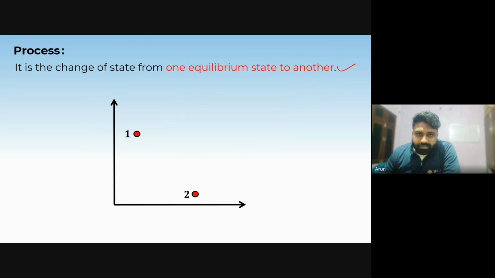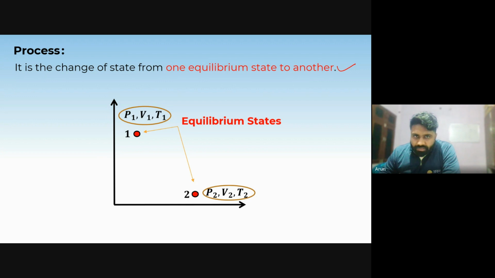So this is state 1, this is state 2. Let's say the pressure, volume and temperature is P1, V1 and T1 here, and at this point it is P2, V2 and T2. Now these two are equilibrium states, because I have told you that you can only measure or say anything about the state when the system is in equilibrium. Like if the temperature is changing, how can you say anything about the temperature? If the pressure is changing, how can you say anything about the pressure? Okay.